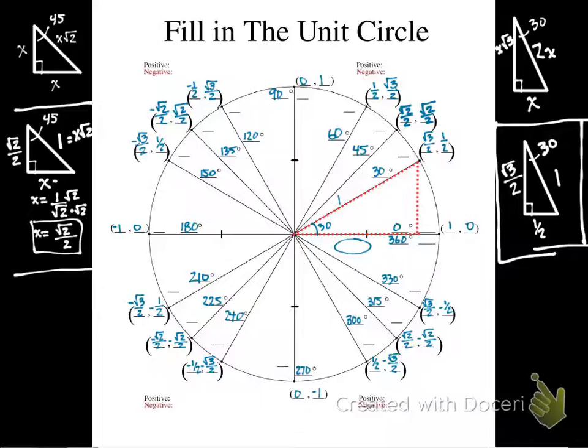Let's pretend we don't know the other side too. We just know the hypotenuse, and we know it's 30 degrees. If I wanted to find the adjacent side, what would you use? Sine, cosine, or tangent? Cosine, thank you.